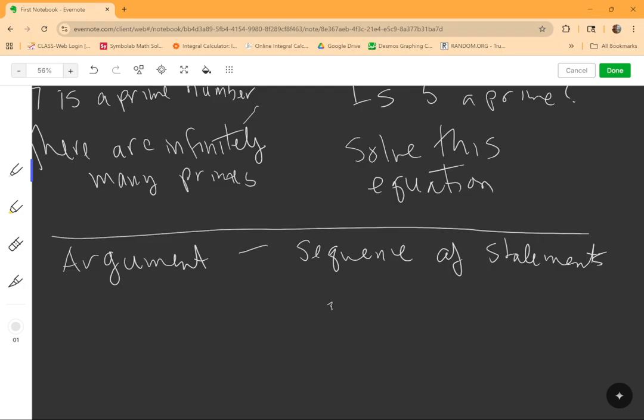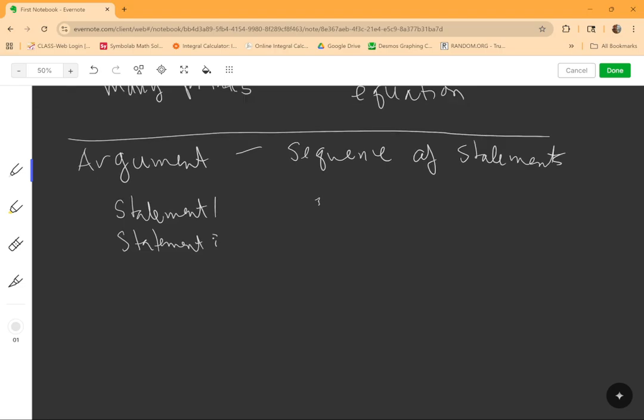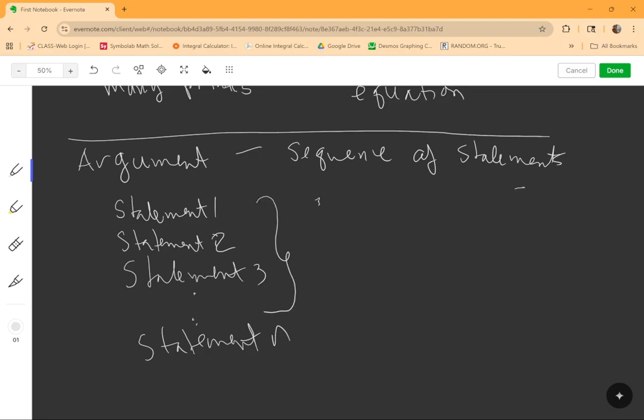So here we have, let's say, statement 1, statement 2, statement 3, however many we have, up to statement n. An argument consists of all of these. All the statements before the last one are premises, and the last statement is the conclusion.